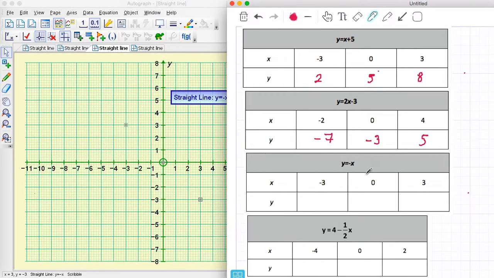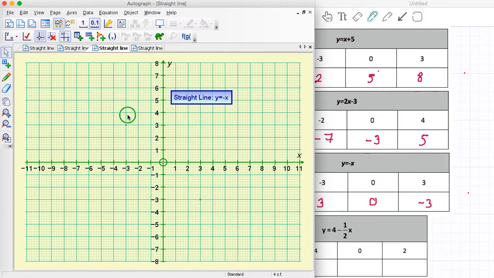Okay, the third one. Now this one's slightly different. This often catches people out. This actually says y equals -x. So if I make x -3, it's going to be -(-3), so y is going to be 3. Because y is the negative of x, and if x is already negative, we get 3. X is 3, so y equals -3. And if x is 0, then y is also 0. And I've plotted those points again here. So if I draw the line, that's y equals -x.